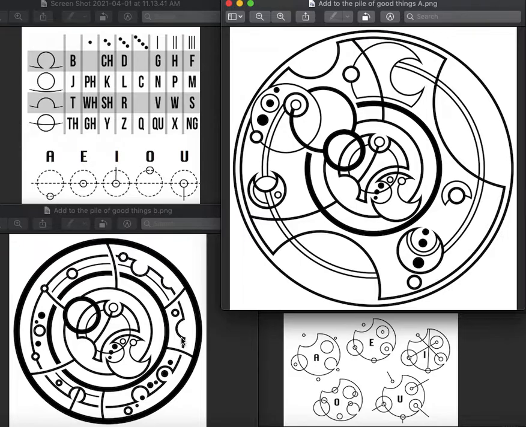So add, and then here we have a gap between our next word, to the pile. And even though there's a line here, it doesn't break the actual word circle line, so this is all just one word. So pile of good things. And let's go ahead and show off the letters. So let's start with add. The bottom of the word circle is our first letter, going counterclockwise.